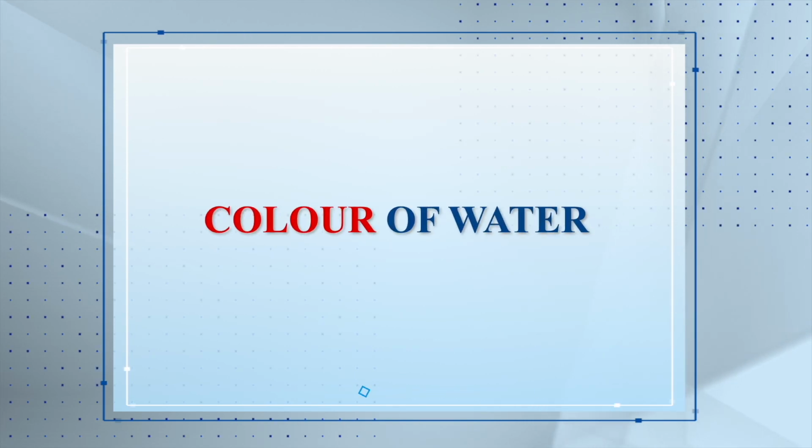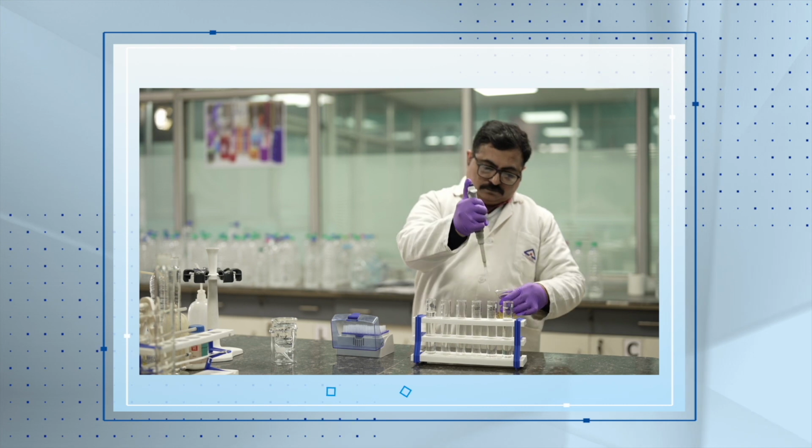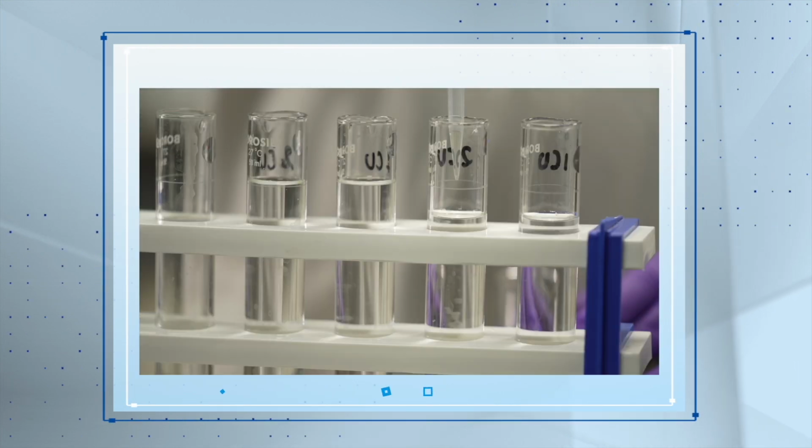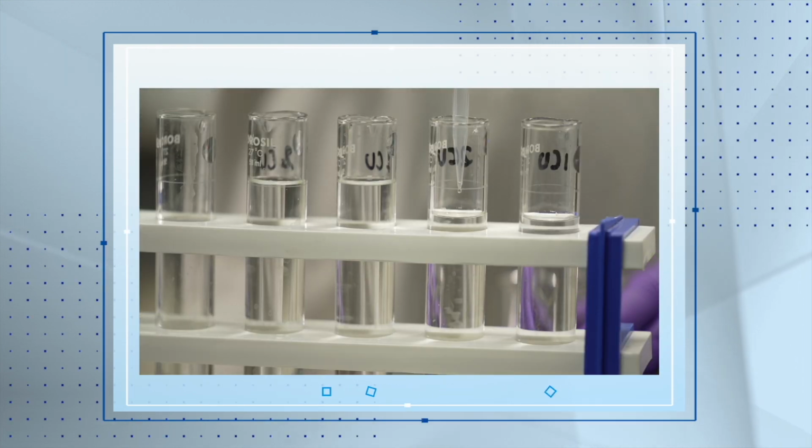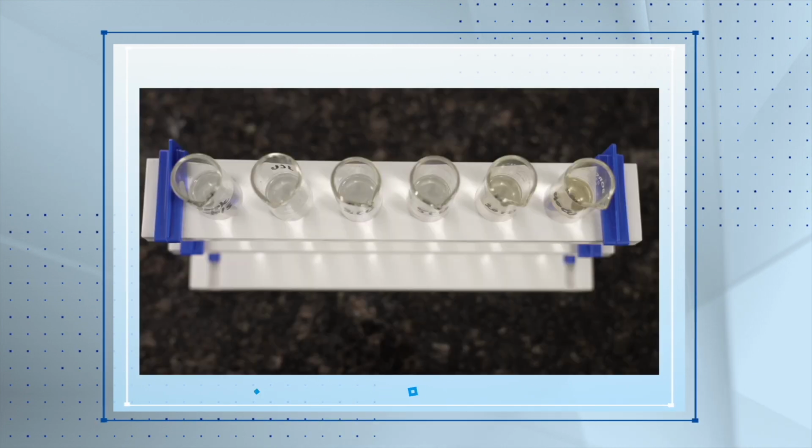Color of water is checked in terms of true color units. The simplest way of checking the color is by comparison against solutions of known color values developed using special chemicals.